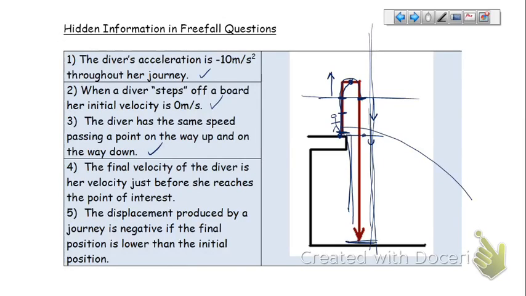But I might not stop the journey at the end, and I might not start the journey at the beginning. I could ask you, how long does it take to go to the top? I could say, how long does it take to go to the point on the way down? I could say, how long does it take to get to this point, which is somewhere below the board? I could even say, how long is she falling for? And ignore the upwards bit. So I can start and stop my journeys at points in between where you might think.